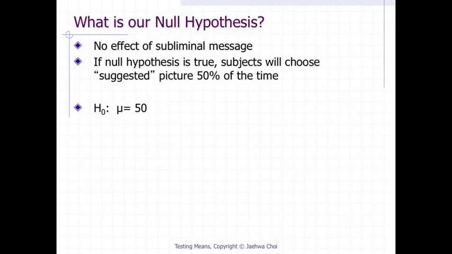The null hypothesis is that the subliminal message has no effect on which picture is chosen. More specifically, the null hypothesis is that the mean number of times the suggested picture is chosen in the population is 50. That is, if there were no effect of the subliminal message, then subjects would choose the picture with the message 50% of the time. Since we are testing 100 pairs of pictures, 50% of the time is equal to 50 pairs. Written formally, the null hypothesis is that the population mean, or mu, is 50.